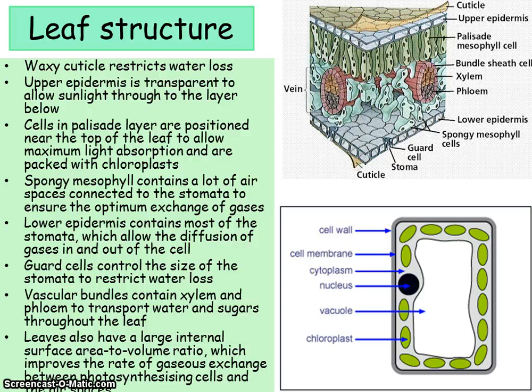The leaves also have a large internal surface area to volume ratio, which improves the rate of gaseous exchange between photosynthesizing cells and the air spaces. So really, my tips here are to make sure you know the structure of the leaf and to make sure you know how to explain that it is adapted to its job using correct terminology, because that is what you'll be marked on.